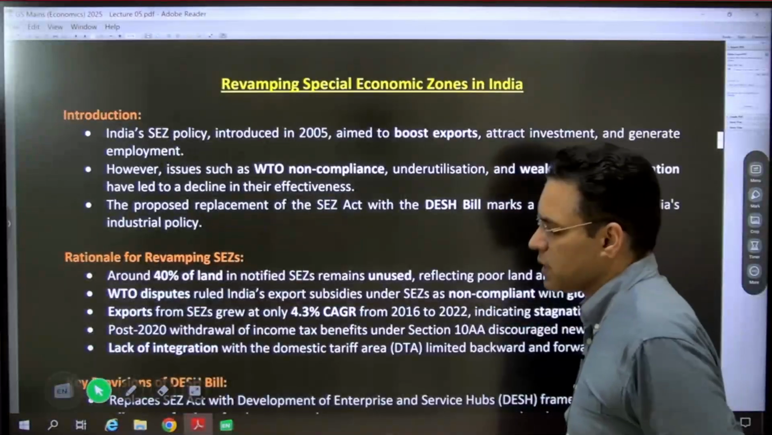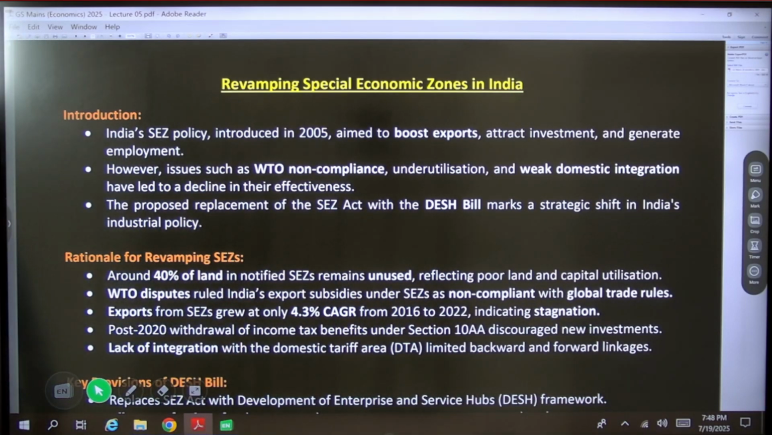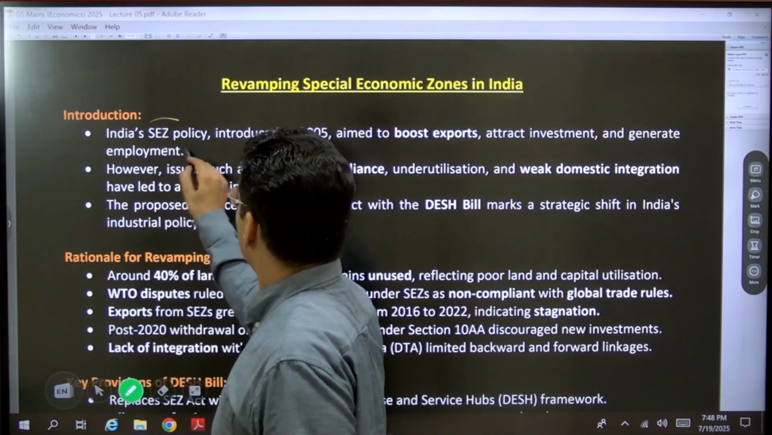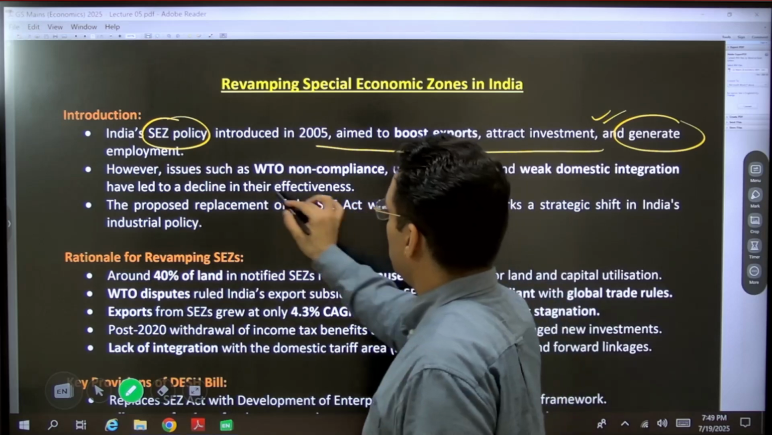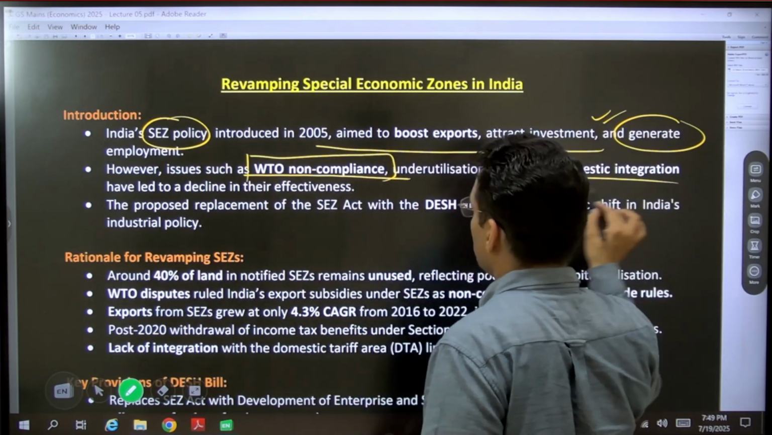Now again, this topic is important. Special economic zones. Now let's understand why this topic is important. Okay, so India का जो SEZ policy है, introduced aims to boost exports, attract investment and generate employment, and WTO issues like WTO non-compliance and weak domestic integration.